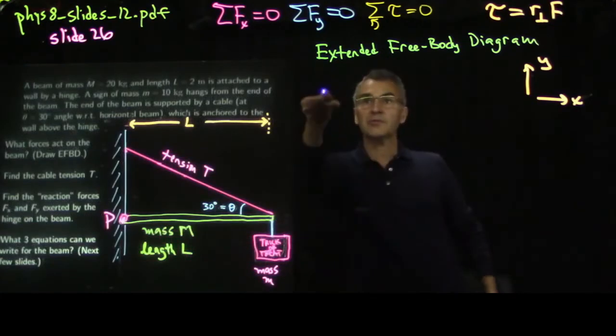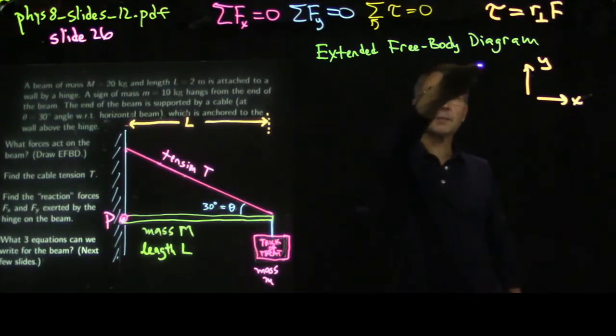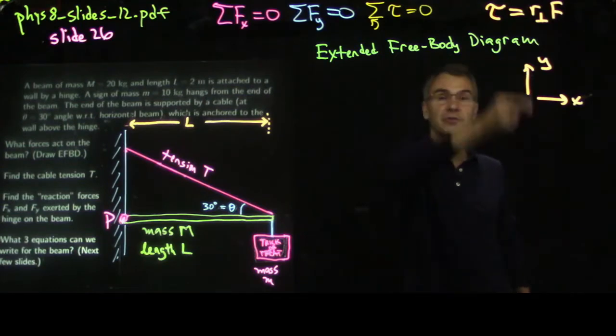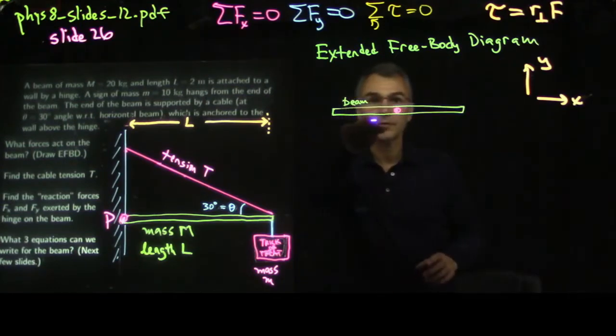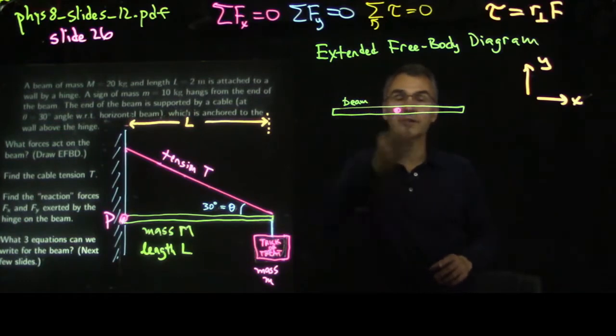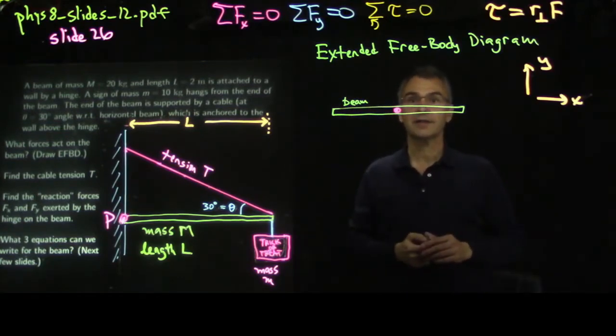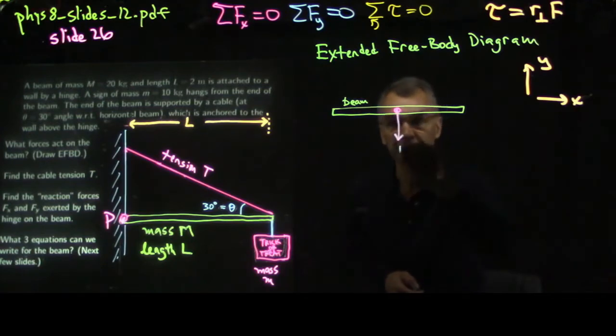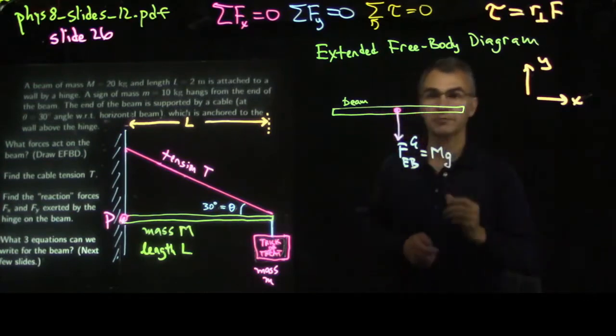As the problem suggests, the first step in such problems is often to draw an extended free body diagram. So let's do that now. Let's start by drawing the beam, labeling it as a beam, and indicating where its center of mass is. Now let's figure out what forces act on the beam. Usually our first choice is gravity. The line of action of gravity passes through the center of mass of the beam. Gravitational force by Earth on the beam is big M times little g.